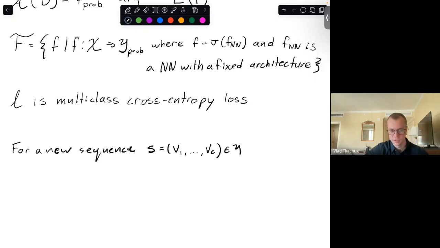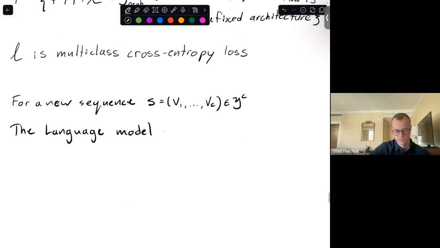If not, you pad it. So it's this sequence of length C, the context length. Well, then the language model, what it's going to do, or the language model is the following.